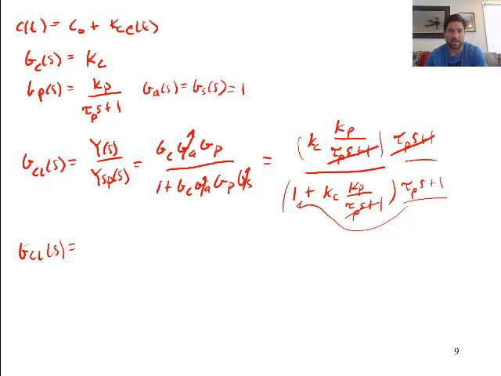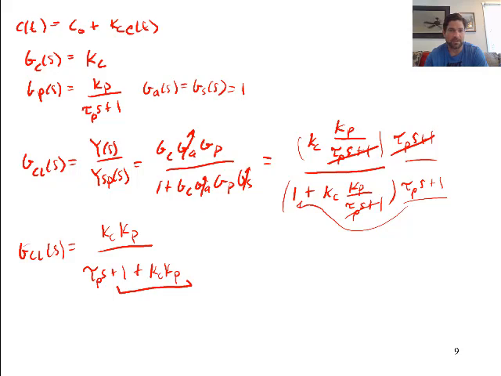On the top, we have Kc Kp. On the bottom, we have the tau p s plus 1, multiplied by 1, plus this term over here, plus Kc Kp. Again, we're still not in standard form because we need to have a polynomial that has a 1 as a constant. And on the bottom right here, we have 1 plus Kc Kp as a constant.